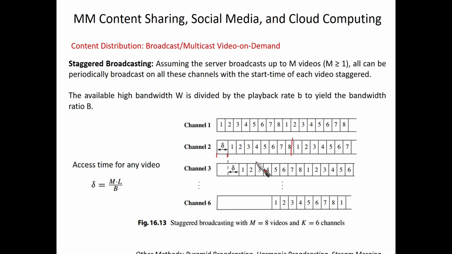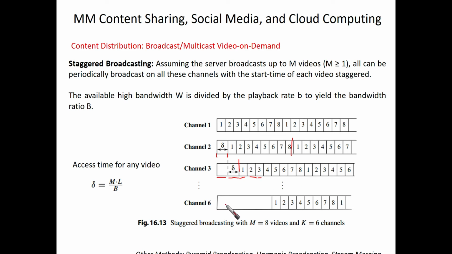And then in the third channel, because all channels have equal bandwidth, because the total bandwidth has been divided into equal bandwidth and then shared among a number of channels, you just leave 2 time slots and then start from here. So this is again the video number 1, 2, 3, 4, and it goes on this way. And then in channel number 6.